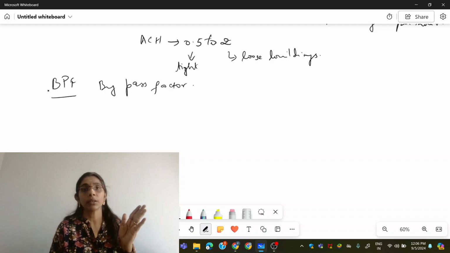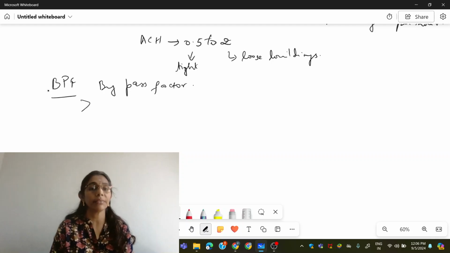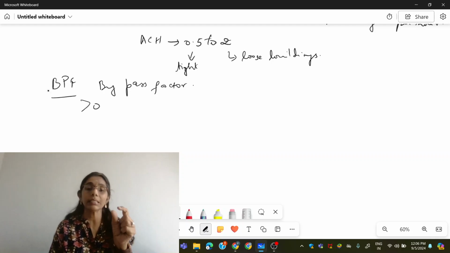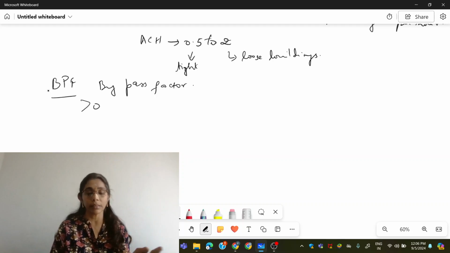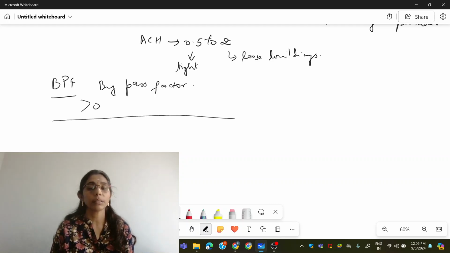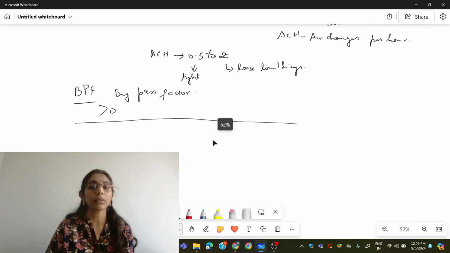So if a coil, and when I say a coil, it's nothing but a cooling apparatus, has a BPF value greater than 0, then definitely some quantity of air, maybe 10% or 5% or 20%, will be directly entering the conditioned space and becomes a part of the building cooling load. So this is called the bypass factor. Yes, so we are done with the external load calculation, right? Now coming to the internal load.